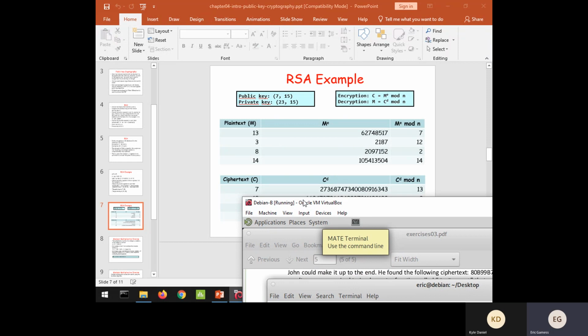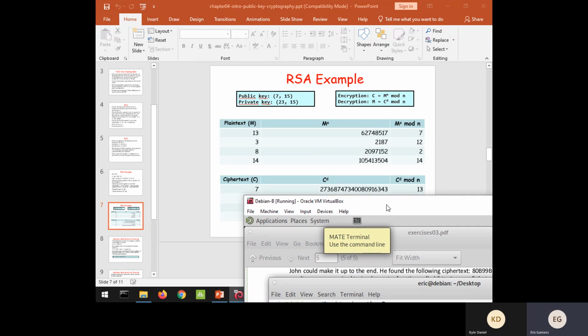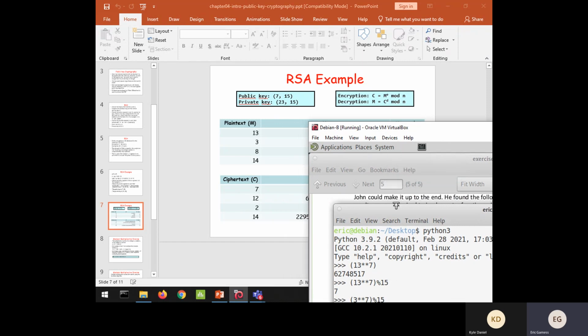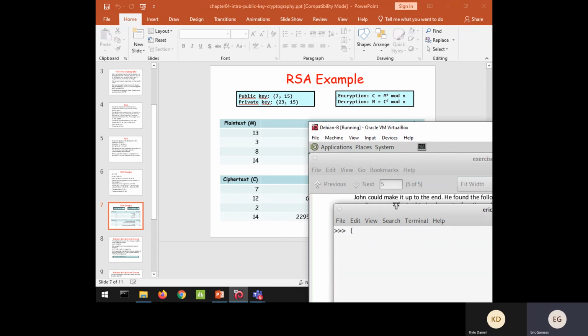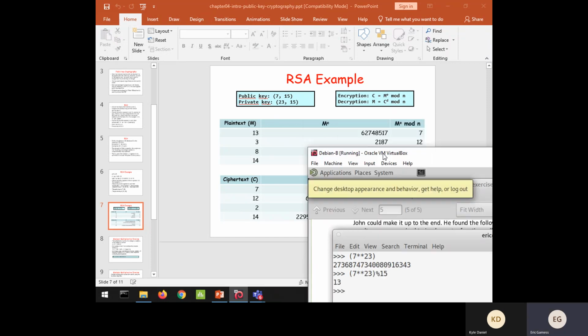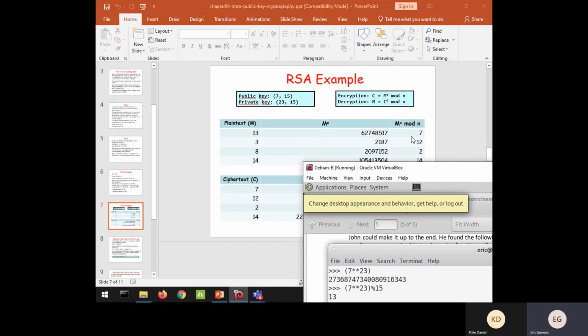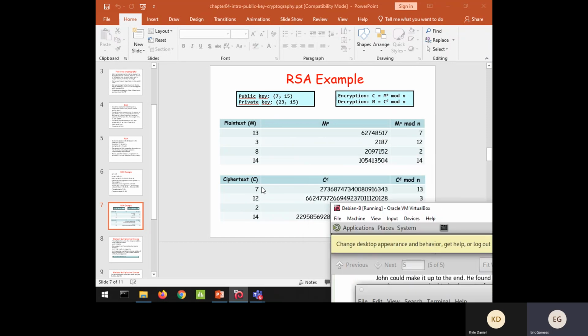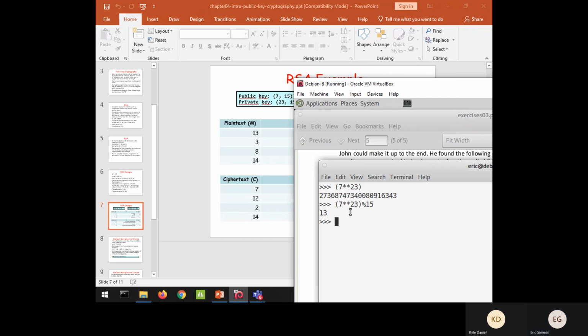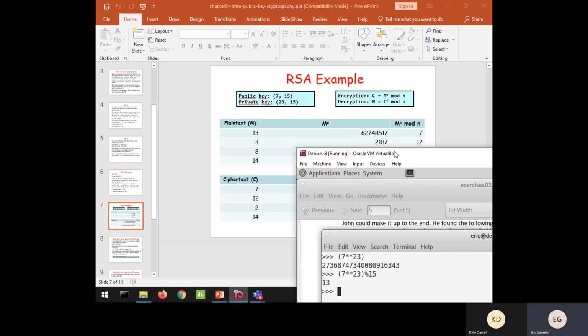So let's decrypt. You give me 7, I want to go back to 13. To decrypt, you give me, for example, 7, and I will elevate it to the power of d. D is 23. It's going to be a large number already. And this modulus 15. And look, we went from 13 to 7 when we encrypt, and we go from 7 to 13 when we decrypt.